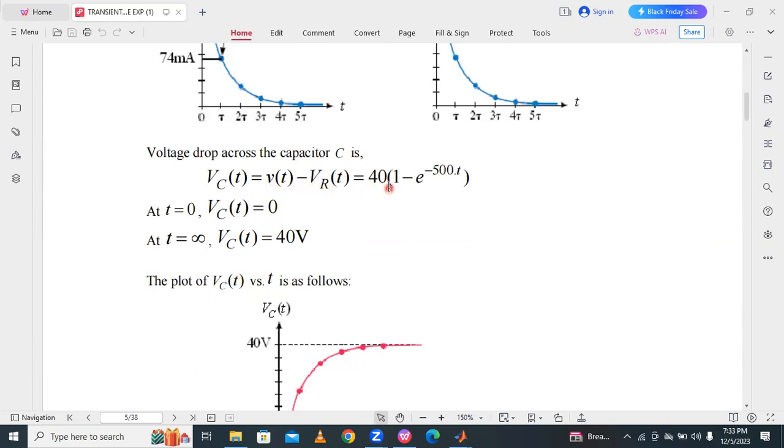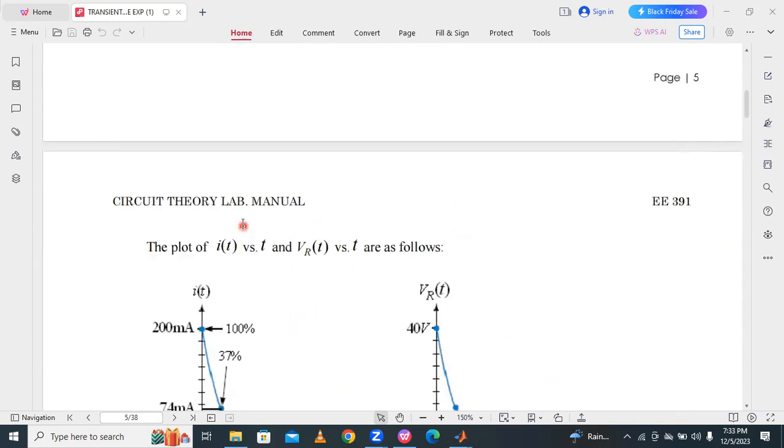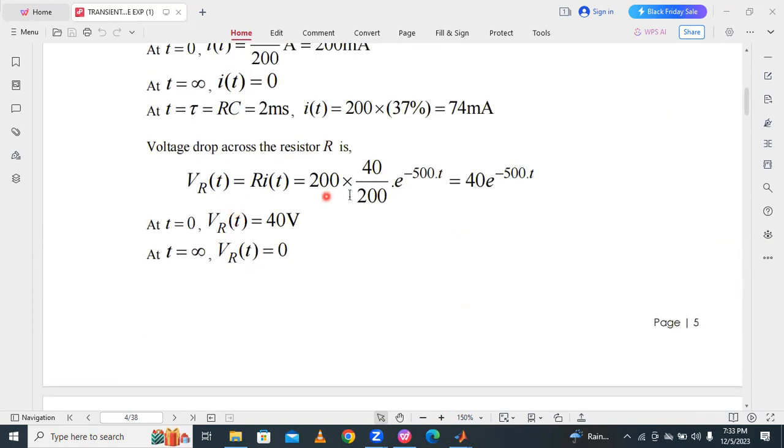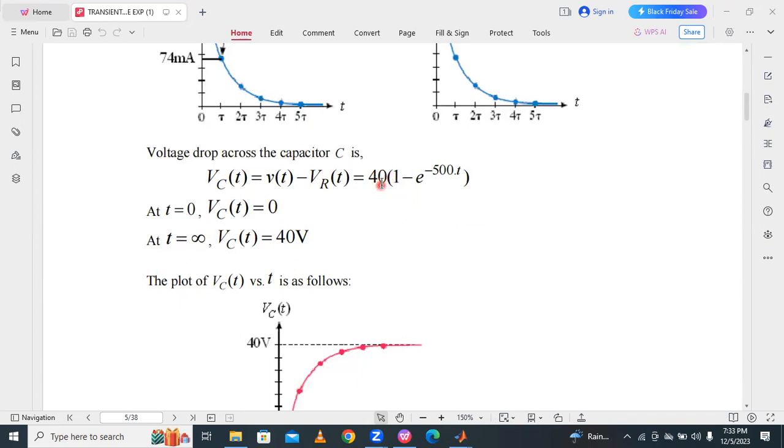That is equal to V of t, which is 40, minus VR of t, and we get the expression like this. The source voltage is 40, and we know VR of t is 40 into e power minus 500 into t. By taking the 40 common, we get 40 into 1 minus e power minus 500 t.